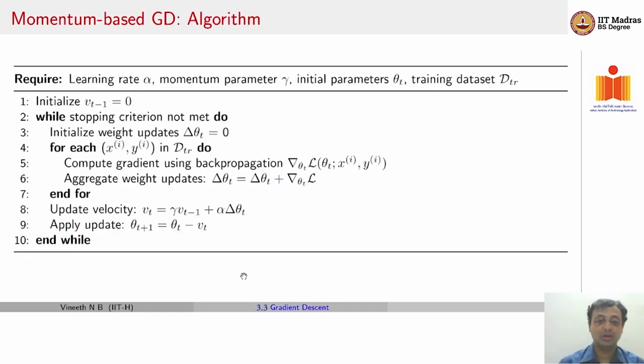Here is the algorithmic version of momentum-based gradient descent. You have a learning rate alpha, a momentum parameter gamma now, initial parameters, and a training data set. Pretty much the same algorithm as gradient descent. The only change now is lines 8 and 9, where you compute your velocity, which is gamma times V(t-1) plus alpha times the gradient update at step t, and then you update your parameters. One small change here is we removed the 1 over the training set cardinality just for convenience. You can assume that when we aggregate the weight updates, you're subsuming that and taking the average across the training data points.